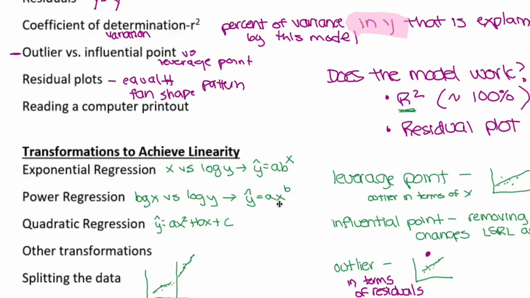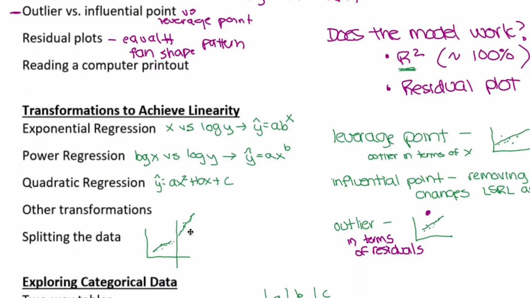Quadratic regression we don't usually use a lot, but it's not a bad idea to be familiar with this equation, which is y hat equals a times x squared plus bx plus c. There are other transformations based on the question given to you. Also, there are situations where we need to split our data. For example, if some portion of our data fits an LSRL but some portion does not, we have to use separate models for this data set. In this case, we are going to have more than one line of best fit. So it really depends on the question.